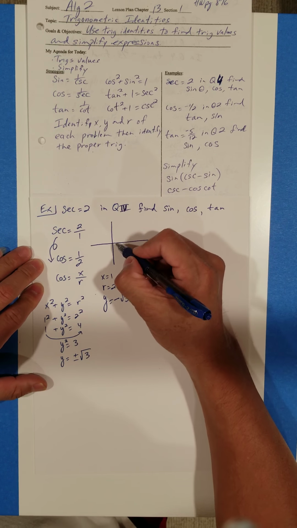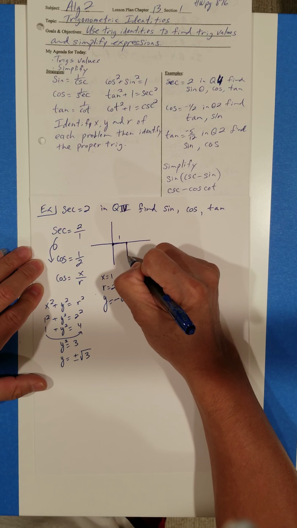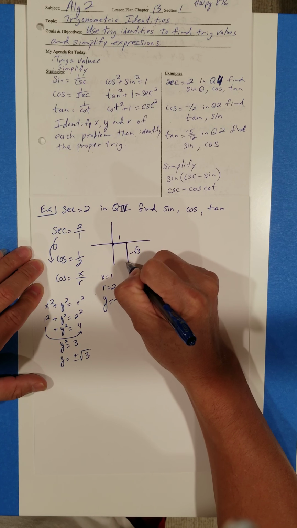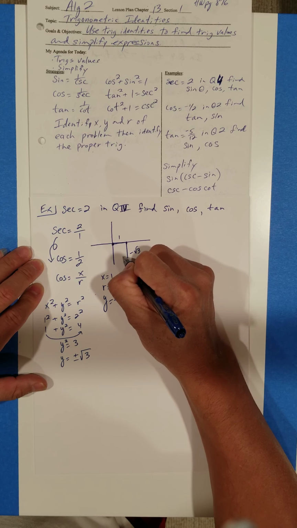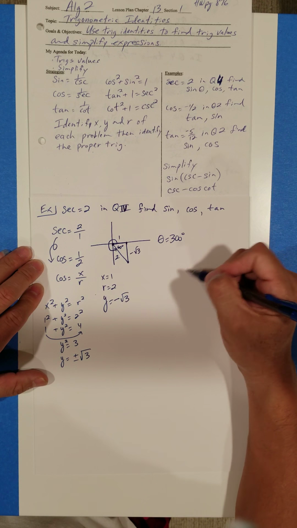We can graph it out if we want. Starting from the origin, we go right 1, down negative radical 3, and then go back up to the origin. So this is 2. Here's our angle. We actually know this reference angle is 60 degrees, so our total angle is 300. We learned that already in the past.